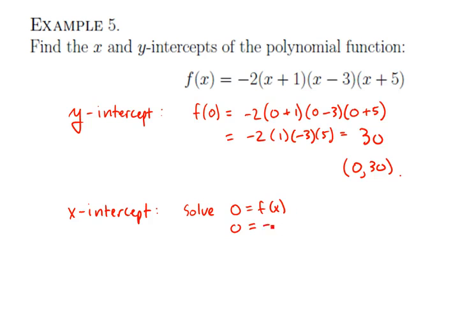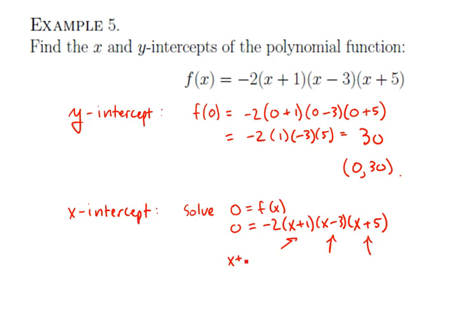So we want to know when is minus 2 times x plus 1 times x minus 3 times x plus 5. When is this equal to 0? And this is equal to 0 if this factor is equal to 0, or if this factor is equal to 0, or if this factor is equal to 0. So there's three ways it can happen.